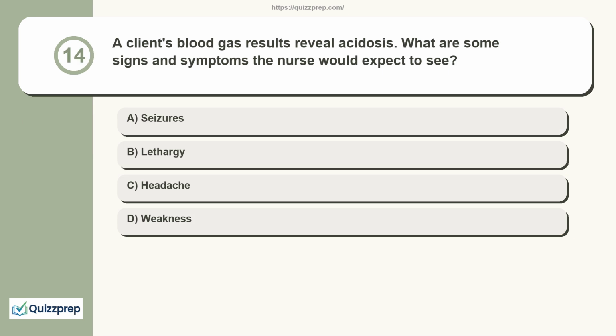Question 14. A client's blood gas results reveal acidosis. What are some signs and symptoms the nurse would expect to see? Seizures, lethargy, headache, weakness.